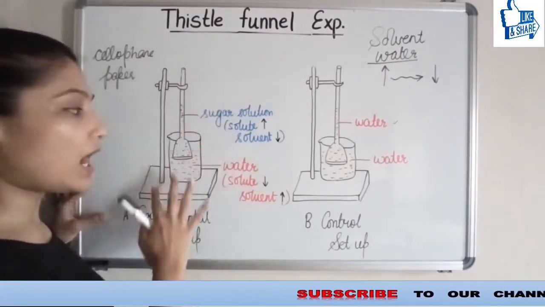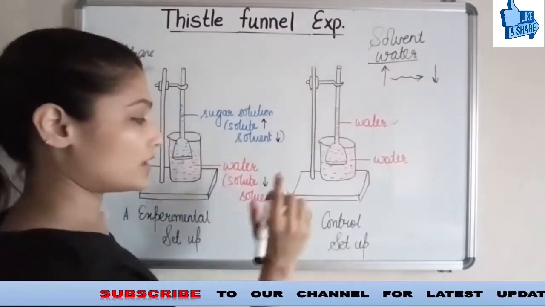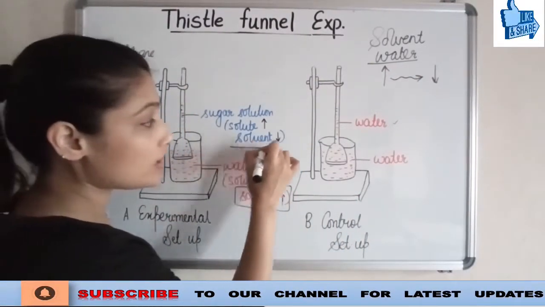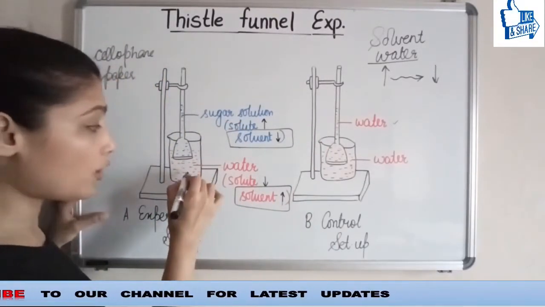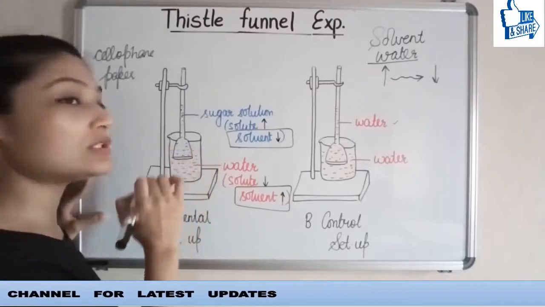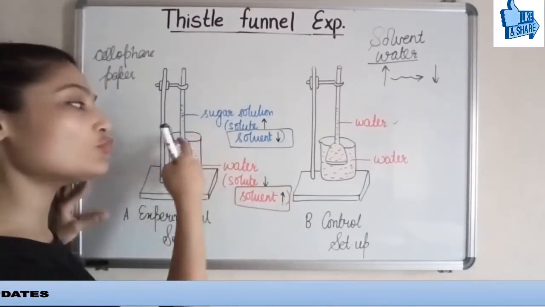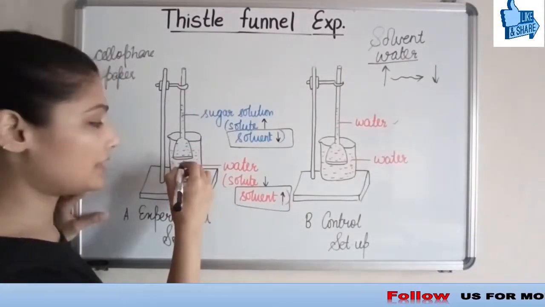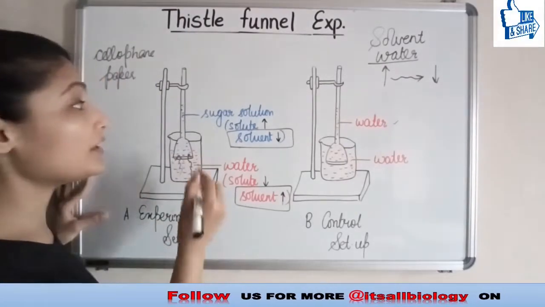Now let's see how osmosis will take place here, from higher to lower. Higher solvent is this one. Lower solvent is this one. So the movement is going to be from the beaker to the thistle funnel. Beaker में solvent ज़्यादा है तो वो move होना चाहेगा thistle funnel में जहाँ पे की solvent कम है. तो it will move inside the thistle funnel.